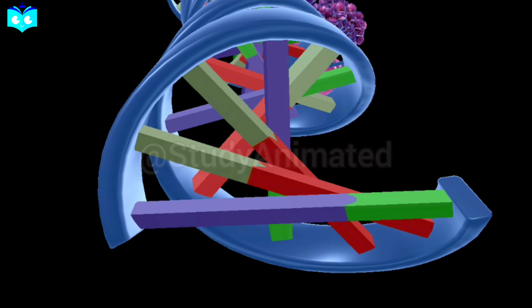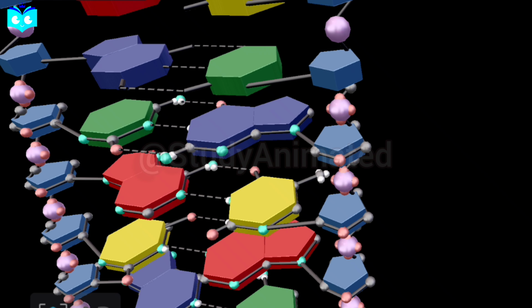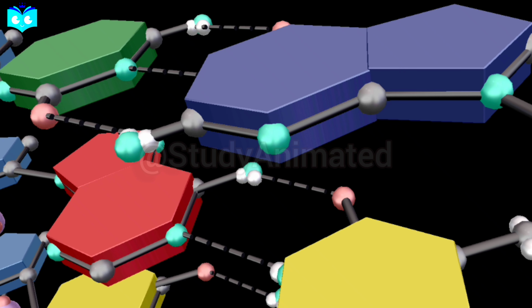Now let's untangle one nucleosome completely and finally reach the DNA molecule itself. DNA stands for deoxyribonucleic acid. It is a polymer made up of repeating units called nucleotides. Every nucleotide has 3 components: a deoxyribose sugar, a phosphate group, and a nitrogenous base. There are 4 nitrogenous bases in DNA: adenine, thymine, guanine, and cytosine. Adenine and guanine are purines.